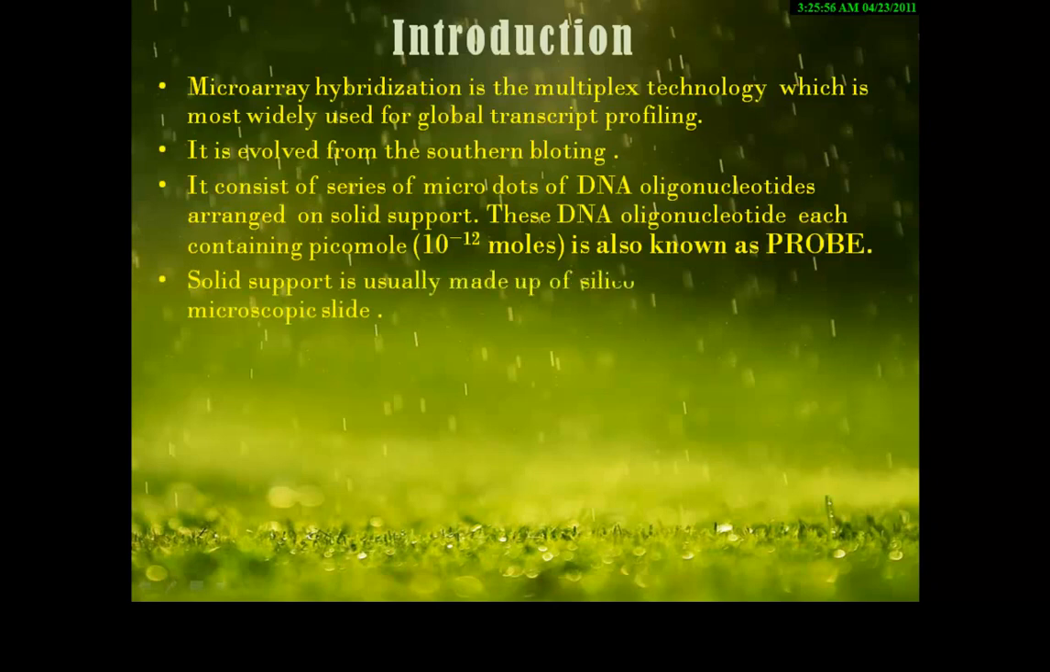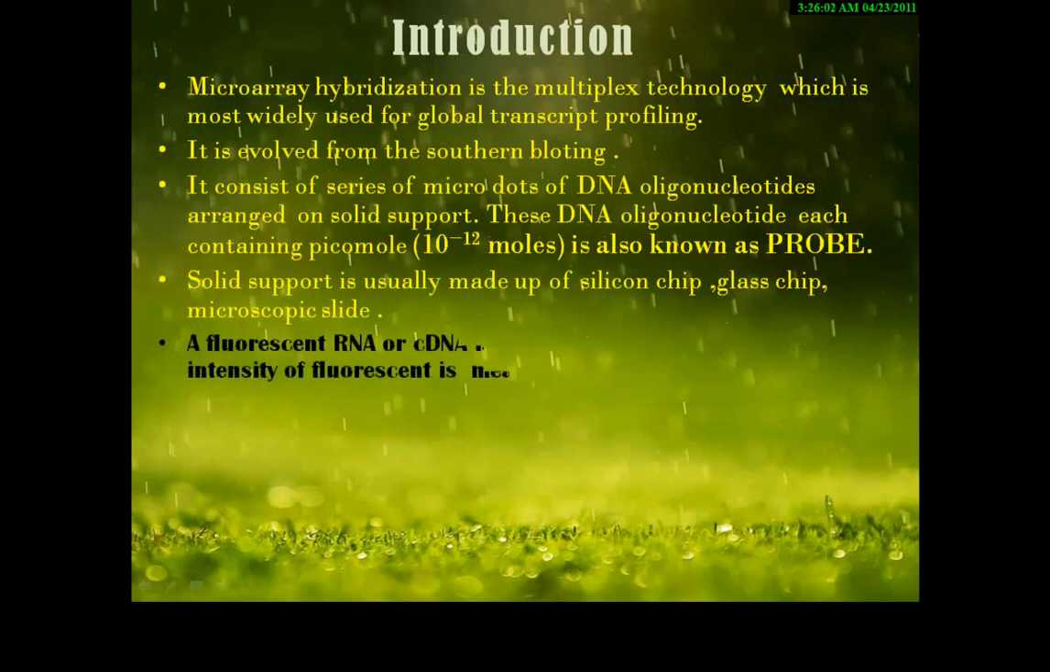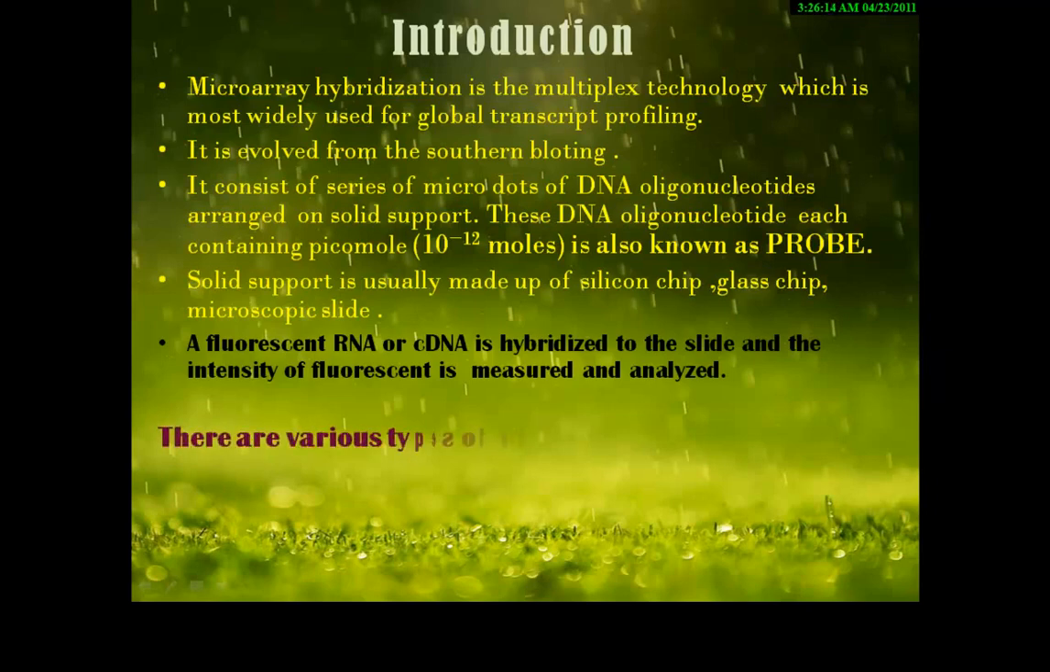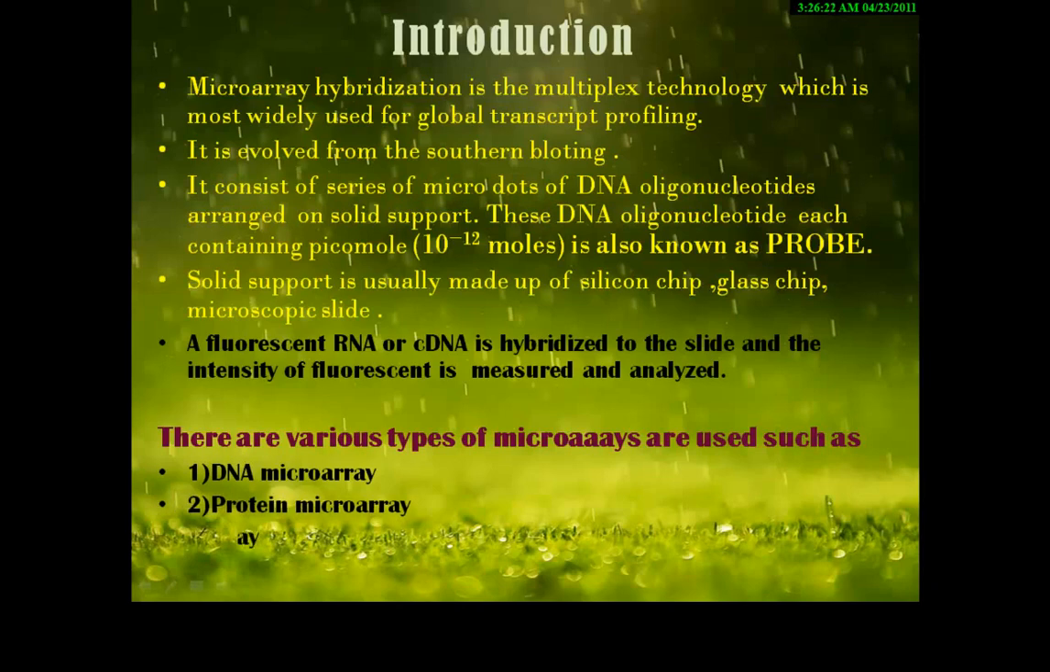Solid support is usually made up of a silicon slide, glass chip, or microscopic slides. Then a fluorescent RNA or cDNA is hybridized to the slide and the intensity of fluorescence is measured and analyzed. Various types of microarray are used, such as DNA microarray, protein microarray, and tissue microarray.